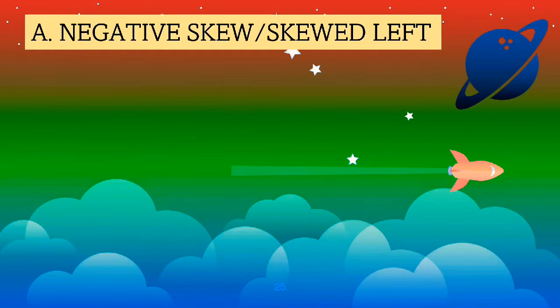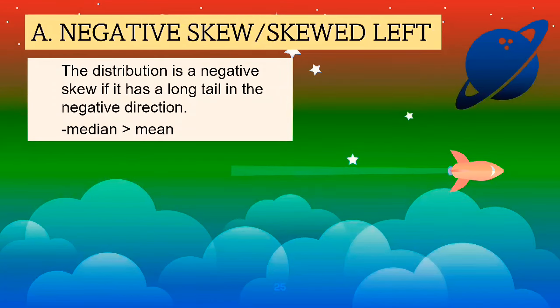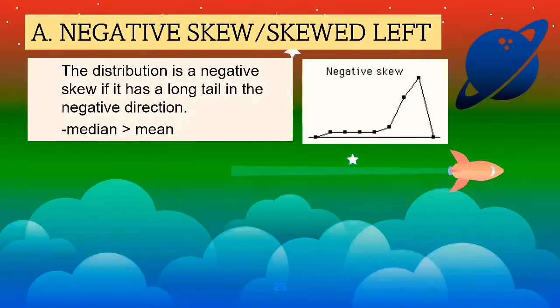On the other hand, a data distribution becomes negative skew, or skewed to the left, when the value of the median is larger than the mean, or the distribution is a negative skew if it has a long tail in the negative direction.